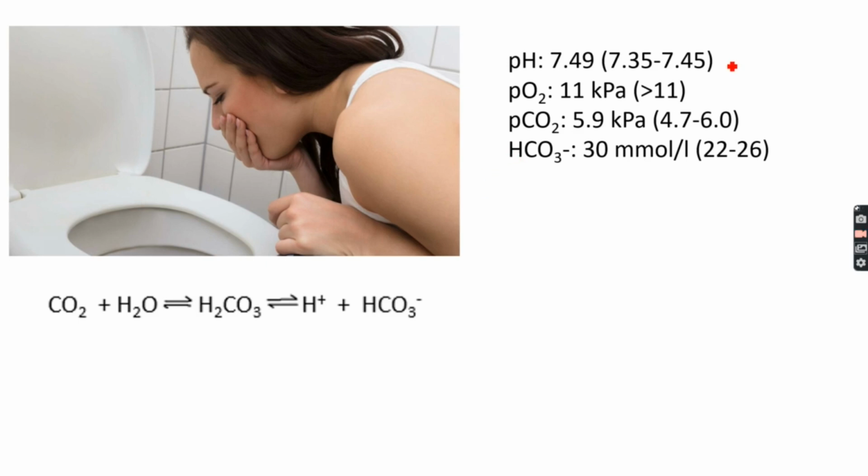So the pH is increased. This is alkalosis. The PaCO2 is within normal range, so we know this cannot be causing a change in pH. The bicarbonate, however, is raised. So this excess bicarbonate is mopping up these protons and shifting the equilibrium to the left. So there are reduced protons now, and therefore an increase in pH. This is metabolic alkalosis. There is no respiratory compensation this time as PaCO2 is within normal range.